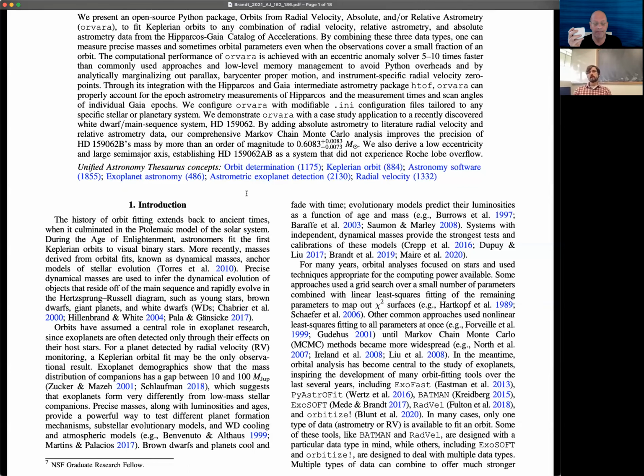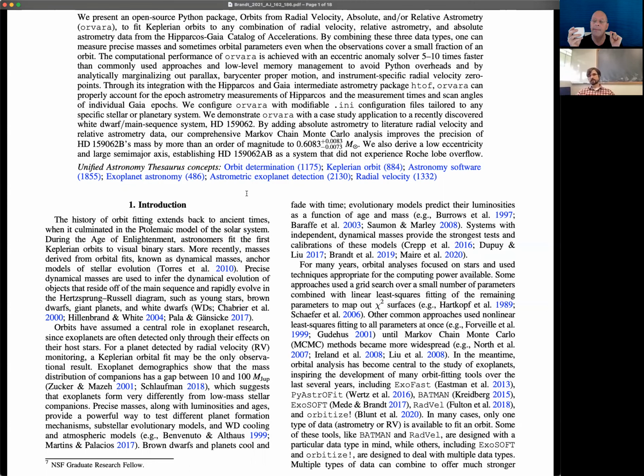So now we have potentially motion this way in an inertial reference frame, motion this way in an inertial reference frame. And we can also measure potentially the separation of the planet or brown dwarf or star or whatever it is if we have imaging.